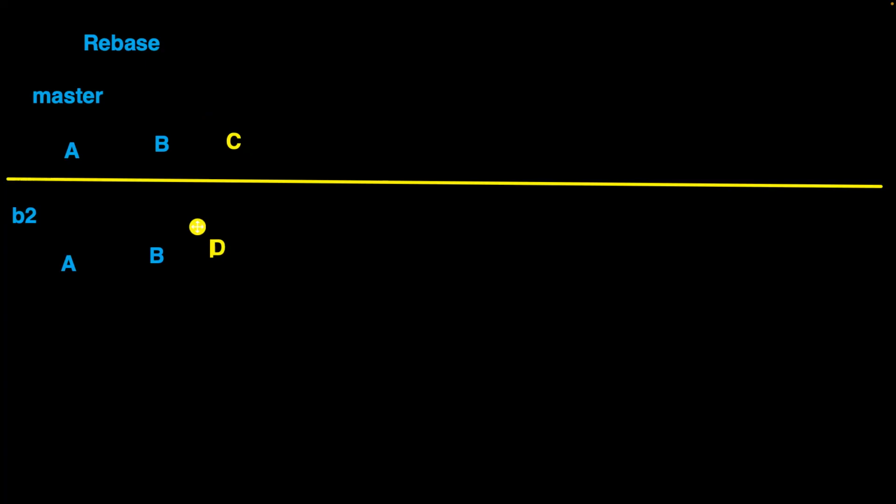At some point later, I realized I want this commit C also in this branch B2. So what should we do if I want to integrate changes from one branch to another? What if I want to get the changes from master into B2? We have to do a merge, right? So yes, we will do the merge.